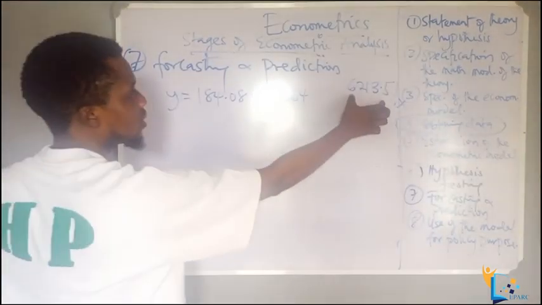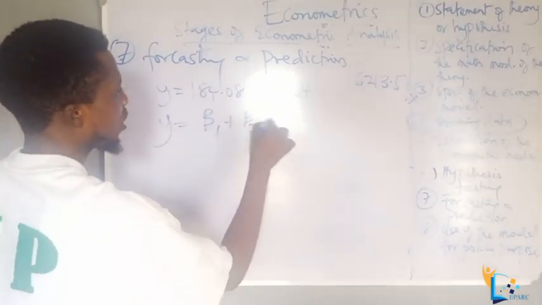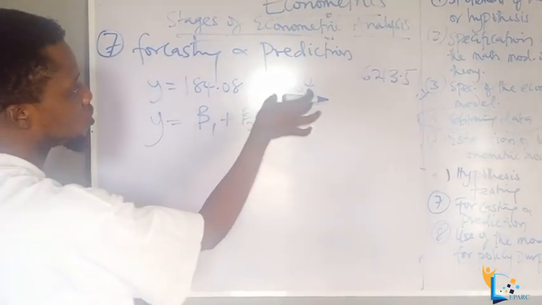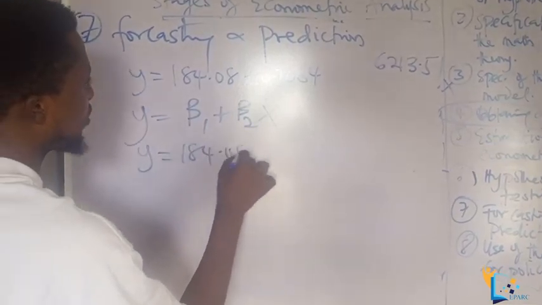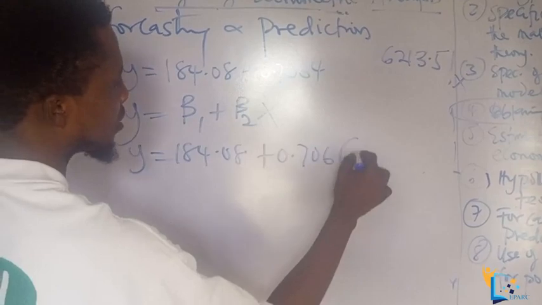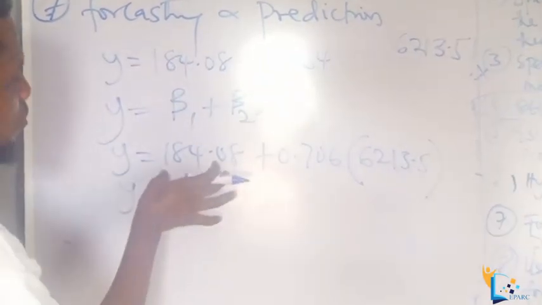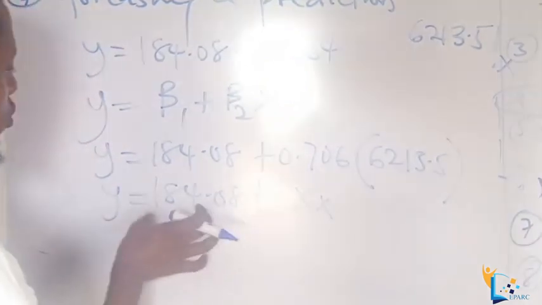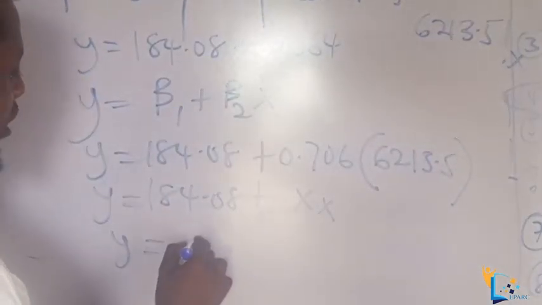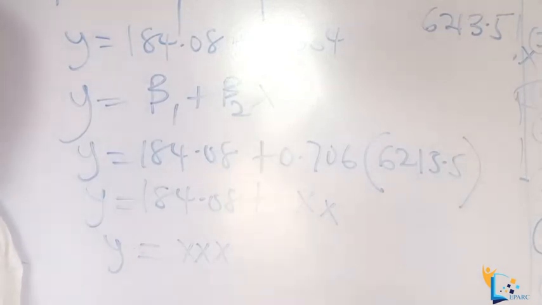Now, how do we estimate? Remember our model, y equal to b1 plus b2 x. B1 is equal to this, B2 is equal to this, then X is equal to this value. So we have y equal to minus 184.08 plus 0.706 times 6213.5. You add this to this, whatever it gives you, then that becomes your mean consumption expenditure. That's how you estimate and make prediction. I don't know if you understand it. Okay, so that's how we get that.